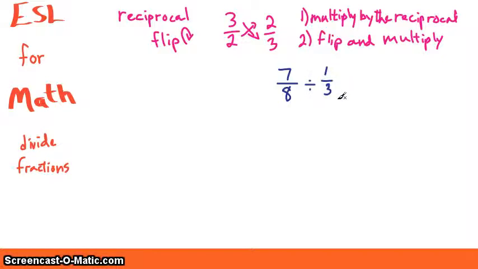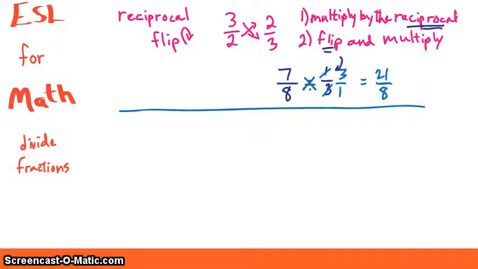So let's do this quickly. 7/8 divided by 1/3. Okay, in either case the reciprocal or the flip is the second fraction. So we're going to take the reciprocal of this fraction, or we're going to flip this fraction, and we get 3/1 instead of 1/3. And then we're going to multiply instead of divide. So 7 times 3 is 21. 8 times 1 is 8, and our answer is 21/8. So this is multiplying by the reciprocal or flipping and multiplying, but make sure it's the second fraction that you change.